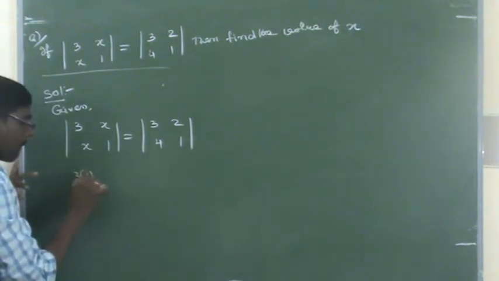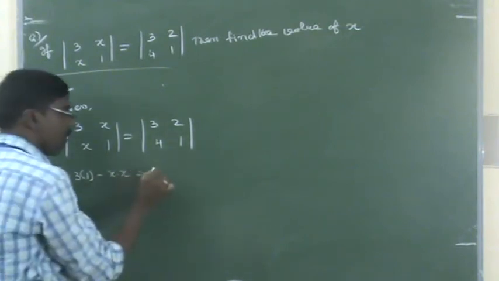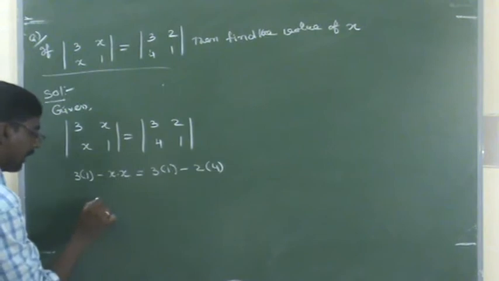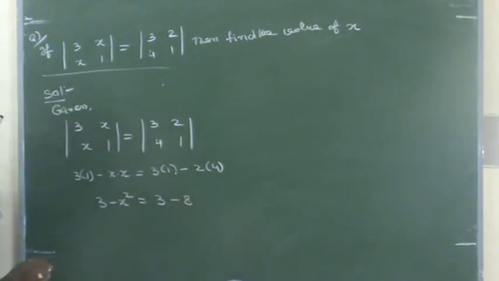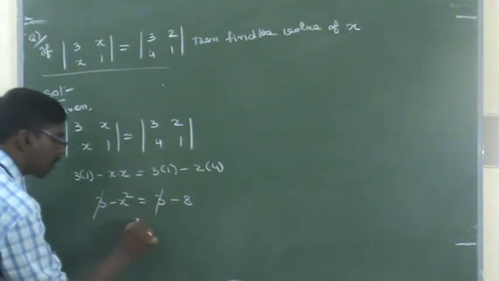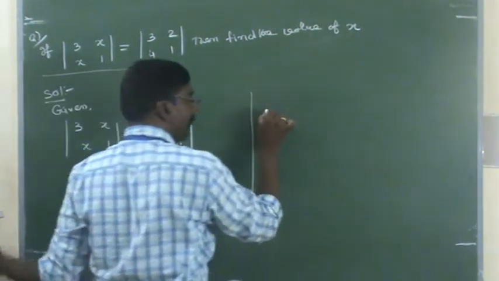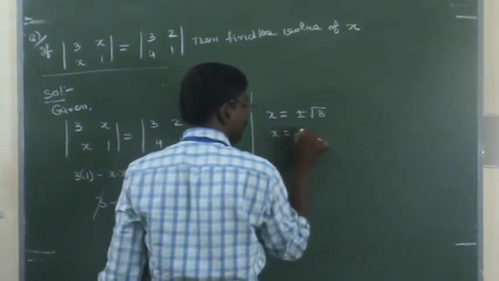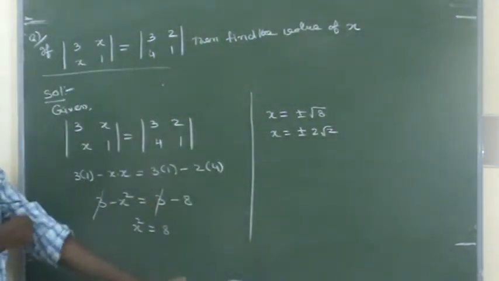3 into 1 minus x into x is equal to, here also 3 into 1 minus 2 into 4. The value is 3 minus x square, equal to 3 minus 8. Both sides plus 3 cancel. Both sides minus eliminated. x square is equal to 8. The value of x is plus or minus square root of 8. x is equal to plus or minus 2 root 2. This is your answer. No need to get confused.